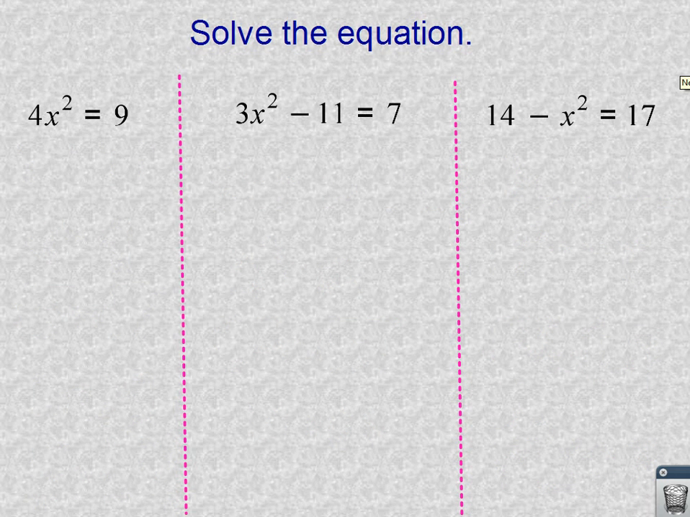Some interesting situation, especially this one right here. We have a coefficient of 4. We're still going to divide both sides by the coefficient, although you're going to notice now we have this fraction and it also happens to be improper. So we have x squared equaling 9/4. The process is still the same. We're going to take the square root of both sides.